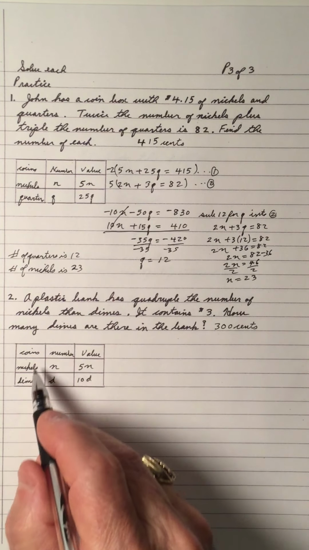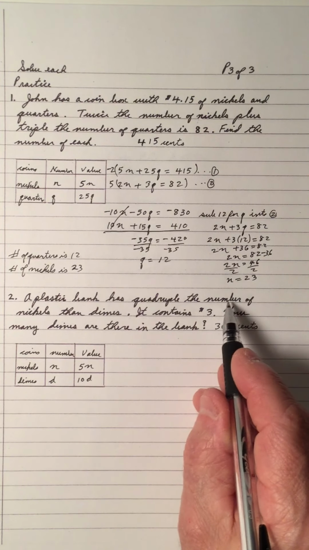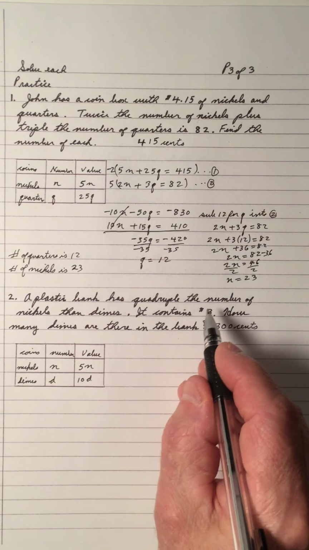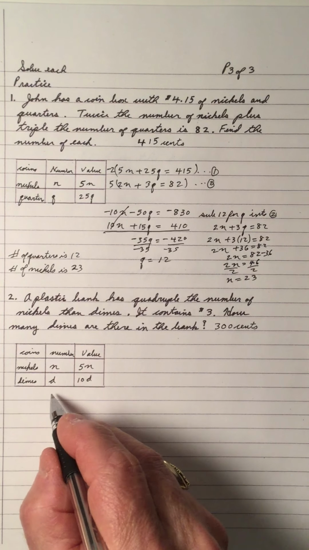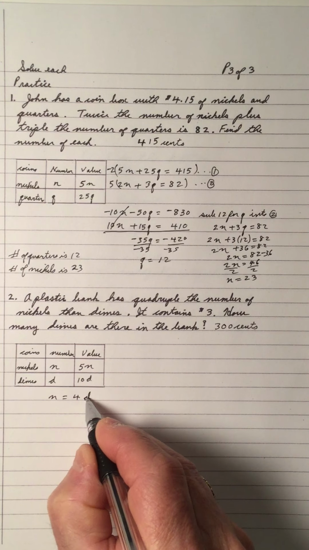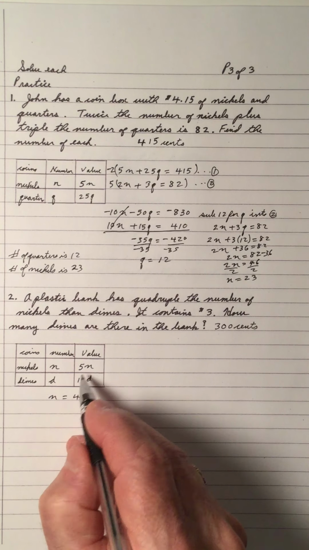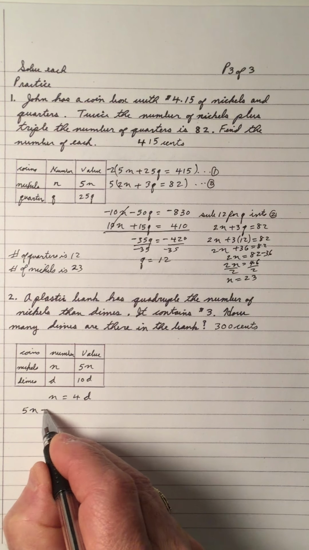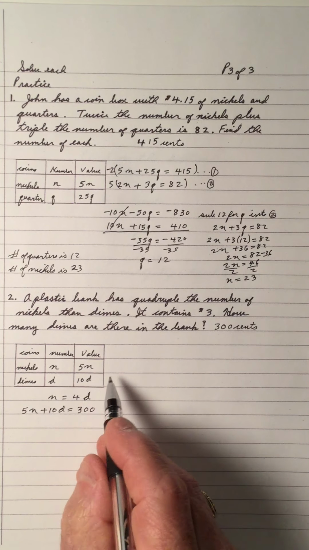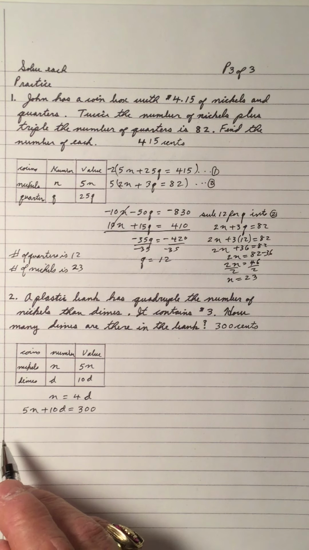And the first equation, let's read. The plastic bank has quadrupled the number of nickels than dimes. Quadruple is 4 times, so there's 4 times as many nickels as dimes. That means n is 4 times the number of dimes, so n equals 4d. And it contains $3, so the value 5n plus 10d is 300 cents. That's the value, added up to give you 300.